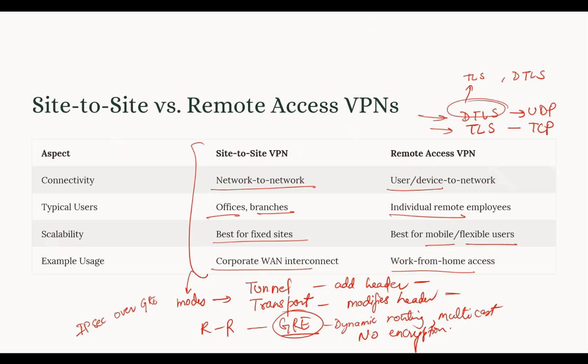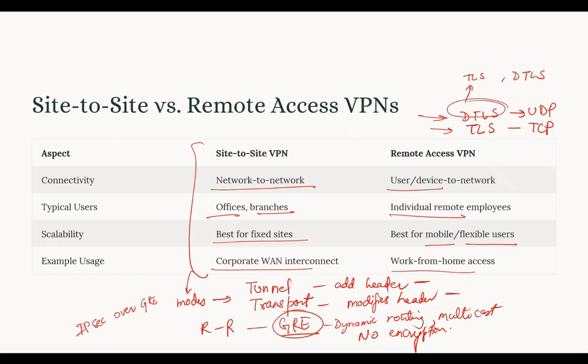Then the client on one end needs to authenticate to connect to the head end of the VPN gateway using the VPN client. The head end will decrypt the traffic on the outside interface and send the decrypted or clear text traffic to the inside network.